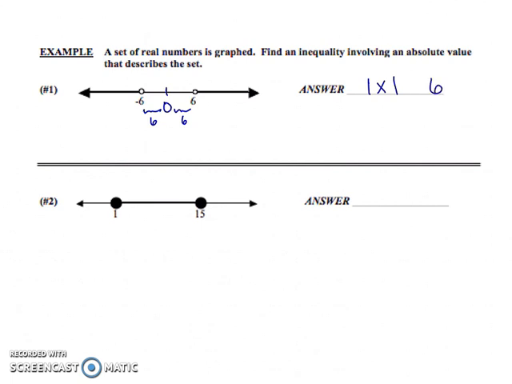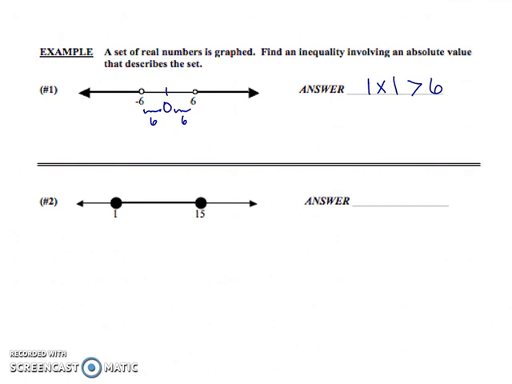Now, we need a symbol. Since this is an or picture, our shading is on the ends, is this going to be greater or less than? Well, if it's an or, it's a greater. And since our circles are open, it's not greater than or equal to, it's just greater than.